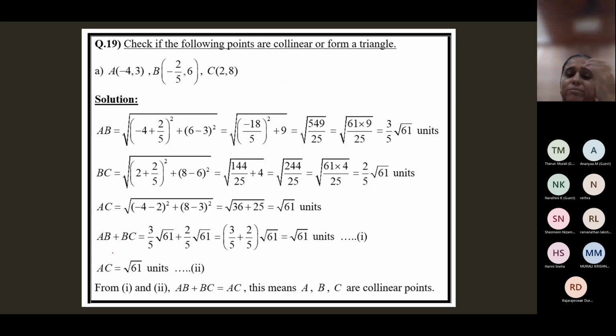So it's very important to express it as a mixed surd, children. You cannot leave it as root of 549 by 25. 25 will come out as 5, and for root 549 you should find the prime factors and express it as a mixed surd. Is that fine, children? So you see that AB plus BC is equal to AC. So the 3 points are collinear.